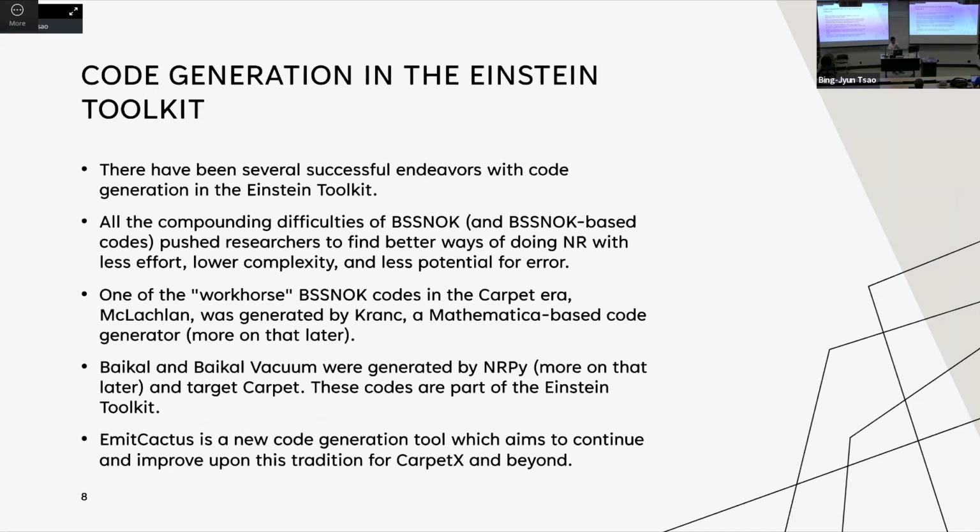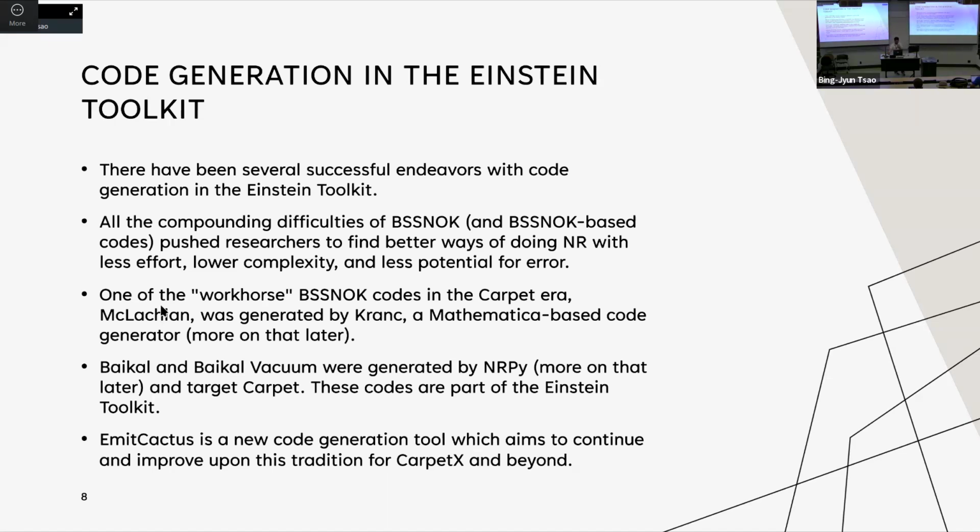So the Einstein Toolkit has a rich history of using code generation for lots of things, especially black hole codes, right? These difficulties have been pushing us to find code generation solutions for a while now. One of the workhorses of the BSSN codes in the Carpet era was McLachlan. It still is. You can still use it. It's still in the Einstein Toolkit, right?